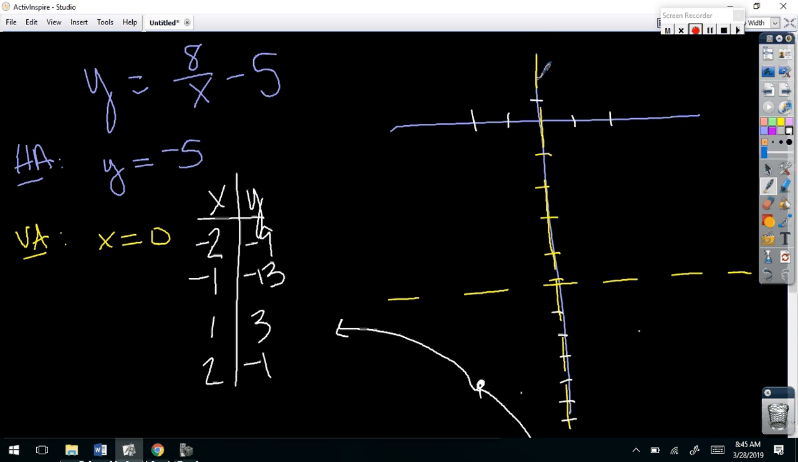Oh my goodness, this one's really stretched out, isn't it? 1, 3, and 2, -1. Remember, it's got to hug the asymptote from both directions. All right.